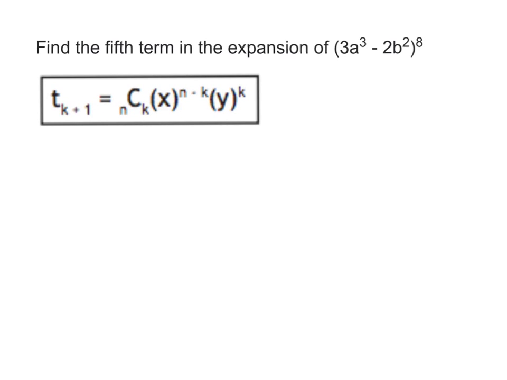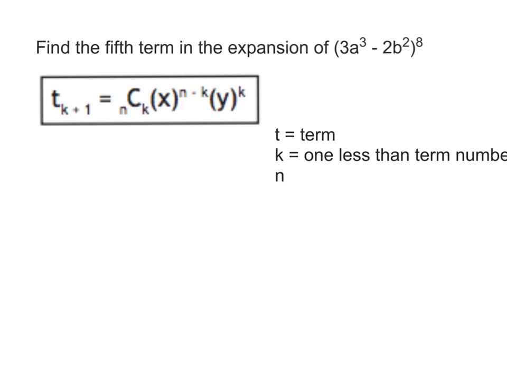And let's just make a note of some of these things. T equals term. K is actually one less than the term number, which is a little weird, but it means if you're trying to find the fifth term, then k is 4. If you're trying to find the eighth term, then k is 7. It's one less than whatever term you're trying to find.